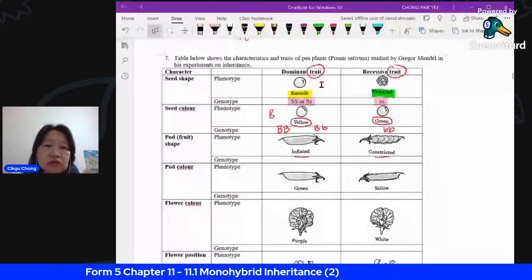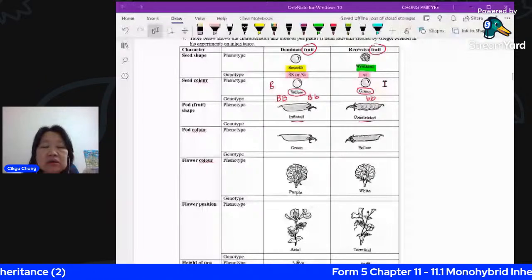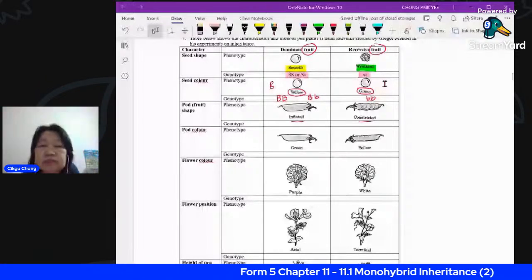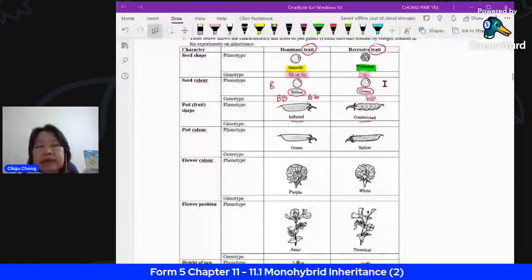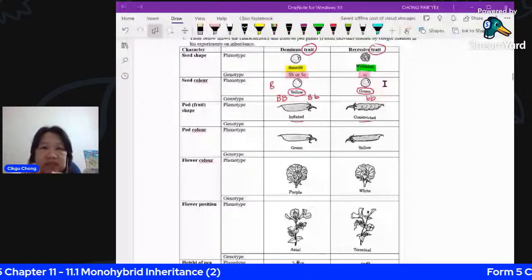Then the pod shape, this is actually the fruit, where the seeds are inside. It's either inflated or constricted. Inflated means it's bloated, like a balloon, and constricted is all flat, and sort of wrinkled.